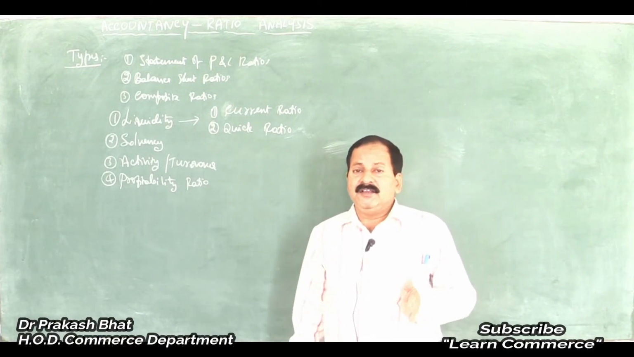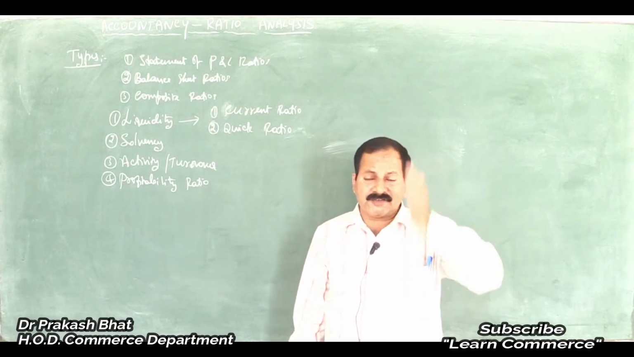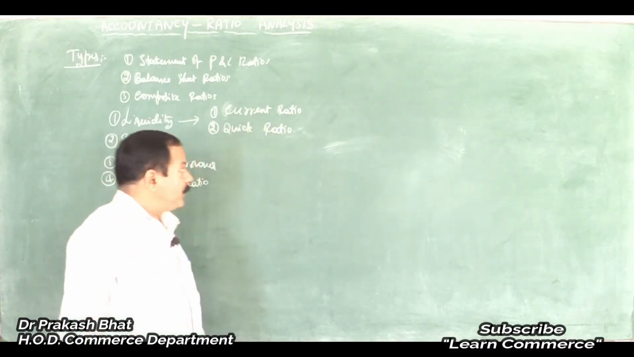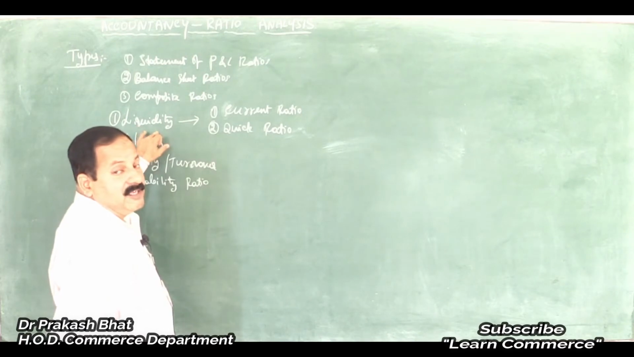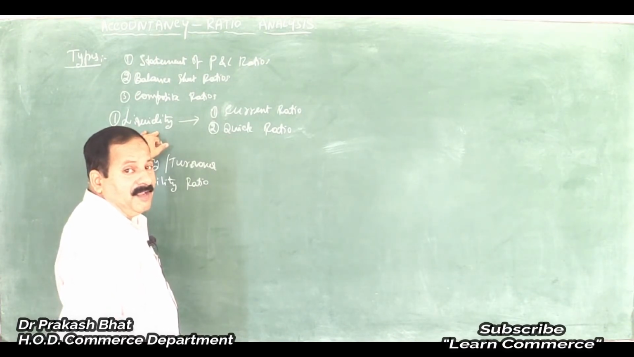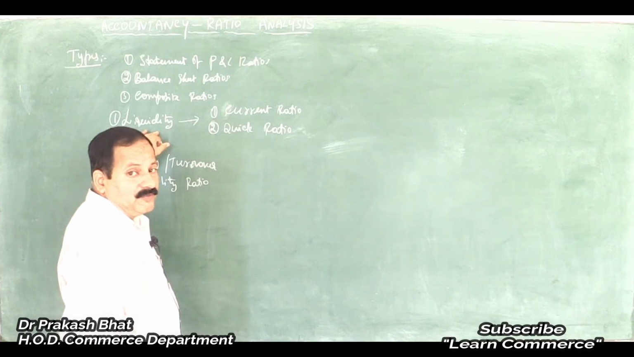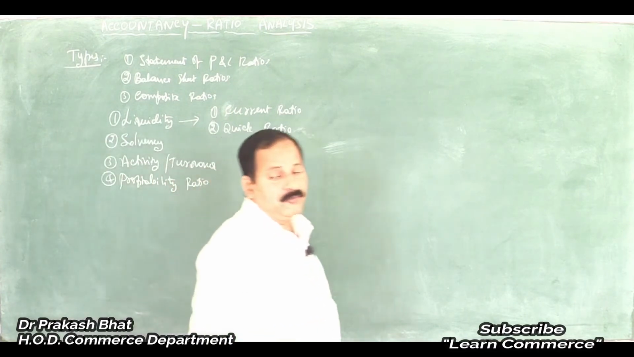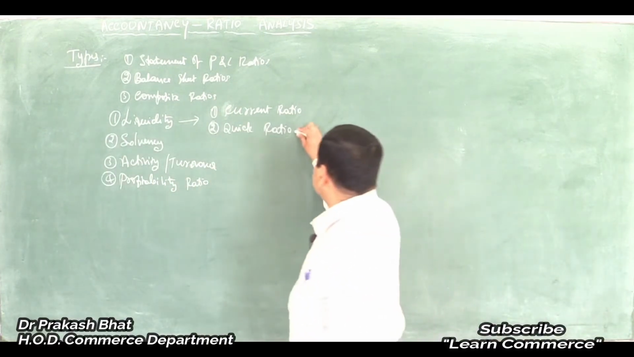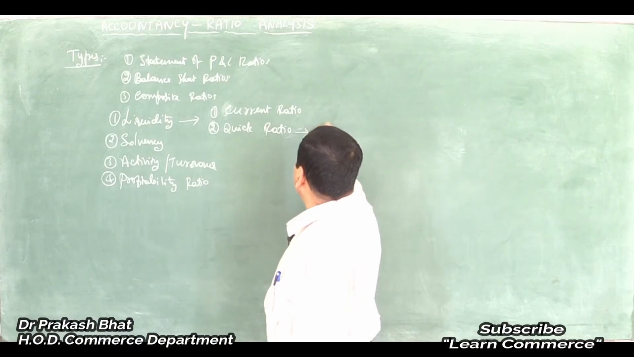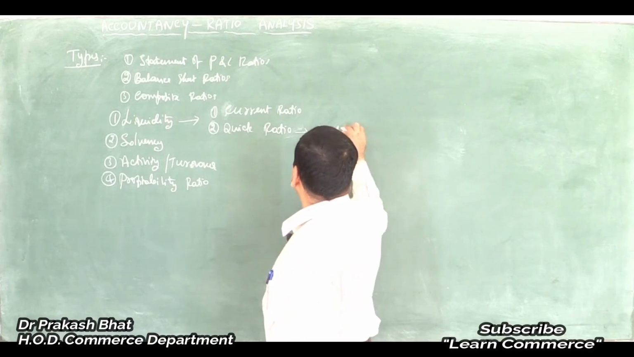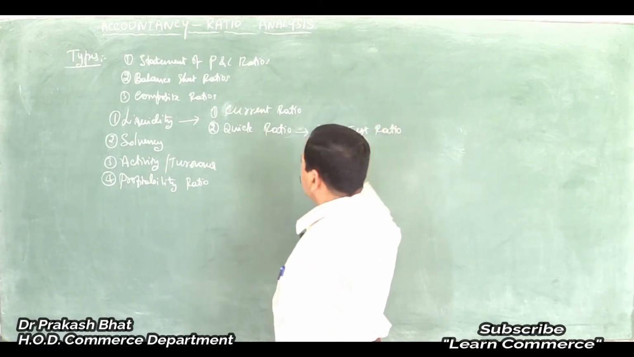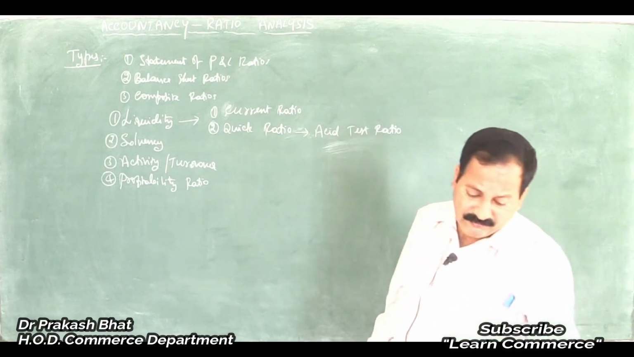So liquidity position is also required, just because we have to run the business. For running the business, the day-to-day expenses are to be paid. For that reason, there must be liquidity in the business. Liquidity in the sense, the ability to pay short-term obligations. There are two ratios under this: current ratio and quick ratio, also called the acid test ratio.